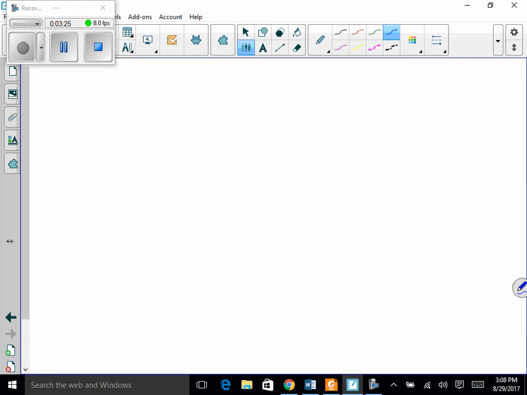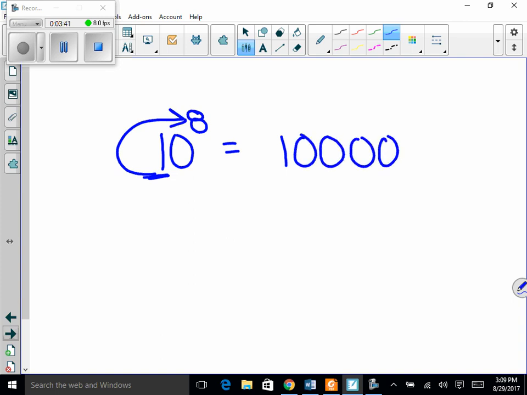I'm going to go to the next page, and if I write 10 to the 8th power, and you're like, I don't know what that is. The first thing you have to do, you write down the 1. Then you look at the exponent. The exponent's 8. Now just write 8 zeros. 1, 2, 3, 4, 5, 6, 7, 8. And you have 100 million. So it's a pretty cool looking thing.